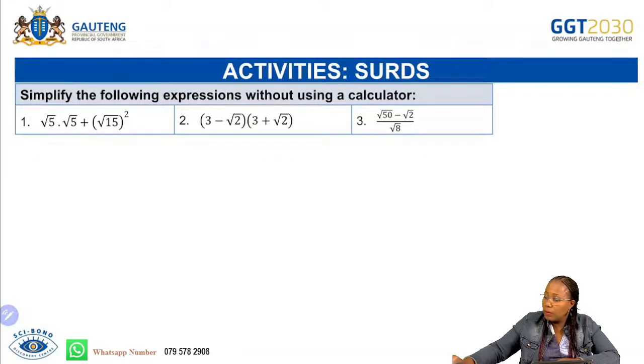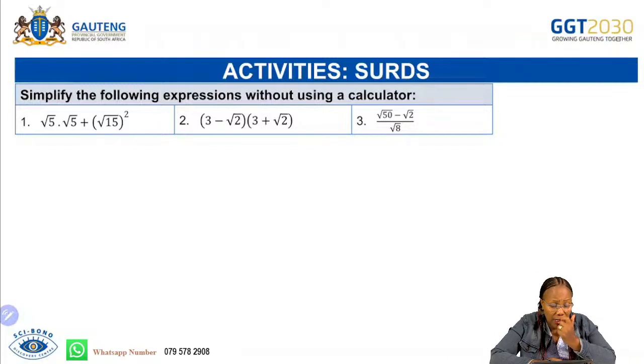And then now it's your activity, grade 12. I am giving you 3 minutes to simplify this one. We are having 3 of the surds. Simplify the following without using a calculator. Your 3 minutes start now.